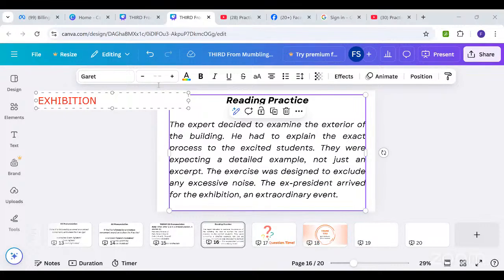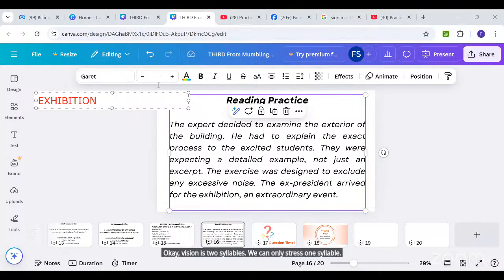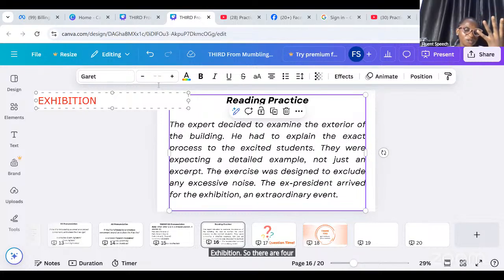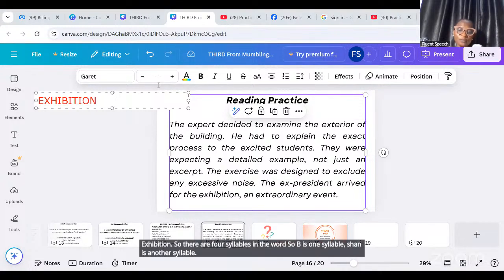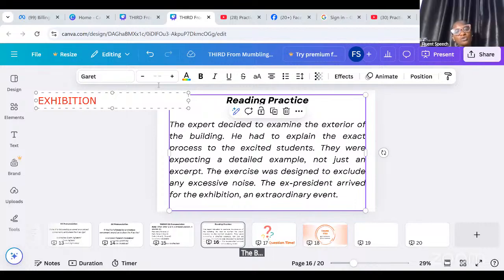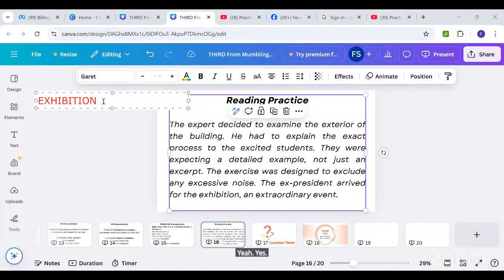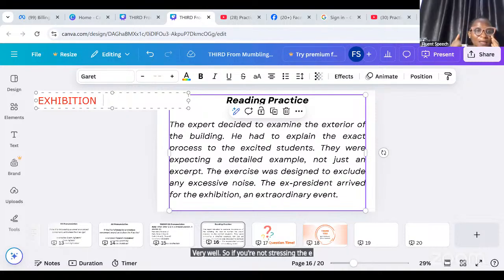Vision. Okay, vision is two syllables. We can only stress one syllable. Exhibition. So there are four syllables in the word. The B is one syllable, shan is another syllable. So it can only be one of them. We can't stress both. Okay, B, yes, you're correct. We're stressing the B, exhibition. So because we're stressing the B means we are not stressing the E, right? Yes. Very well.